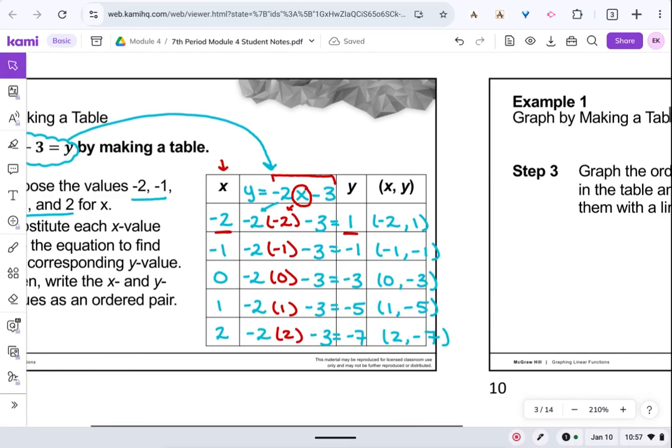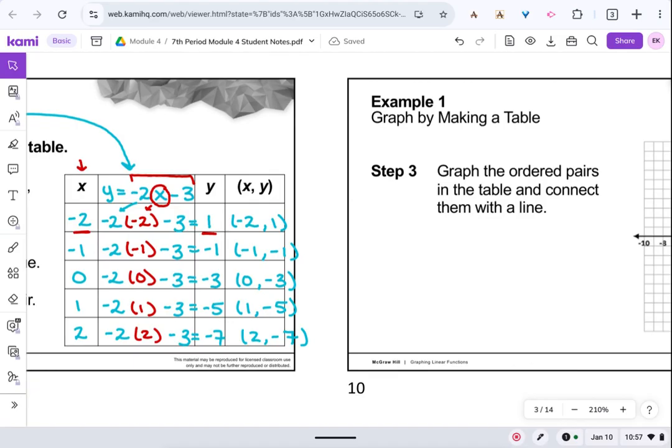Now we're going to use our table in this next piece. Step 3, again, these go together. Step 3 is we're going to graph the ordered pairs in the table and connect them with a line. The biggest thing we have to remember is when we graph a point, it's x comma y.